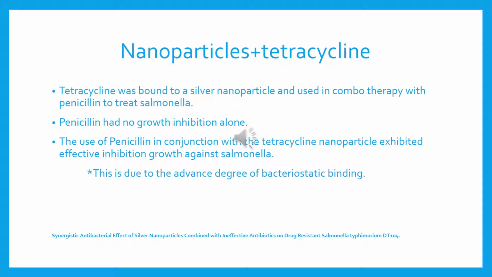Nanoparticles have been used in conjunction with tetracycline for combination drug therapy. In a case study against Salmonella, tetracycline was bound to a silver nanoparticle and used in combo therapy with penicillin to treat Salmonella. Now, the penicillin alone had no growth inhibition. The use of both the penicillin in conjunction with the tetracycline nanoparticle exhibited effective growth inhibition against Salmonella. This is most likely due to the degree of advanced bacteriostatic binding.